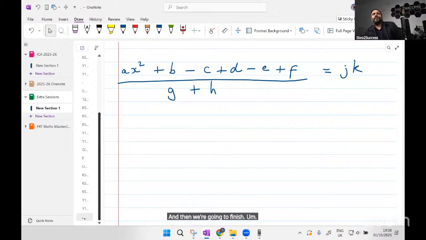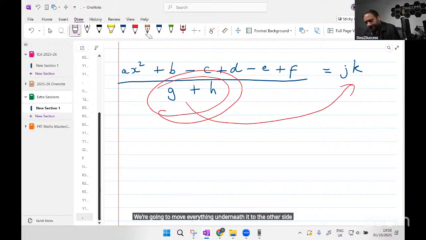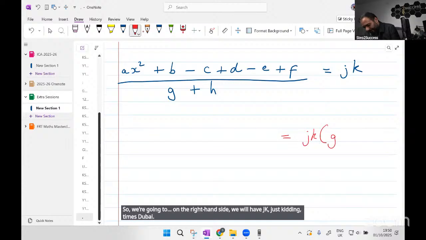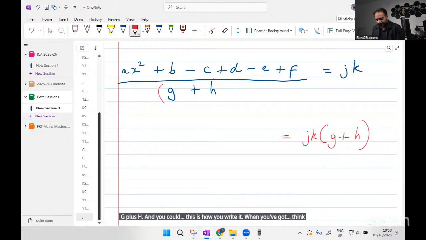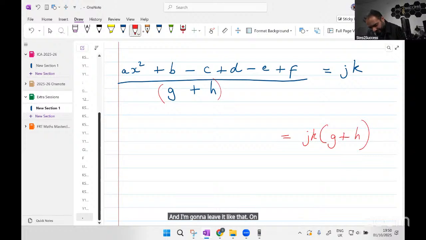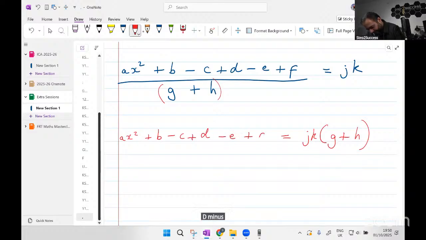So first things first, because you have a big line here, we're going to move everything underneath it to the other side. On the right-hand side, we will have JK, just kidding, J times K, times by G plus H. Think of that as like a bracket. When they're being added together, we're moving the whole thing and timesing it. I'm going to leave it like that. On the left-hand side, I've got ax squared plus b minus c plus d minus e plus f.